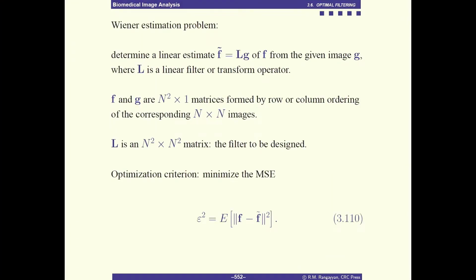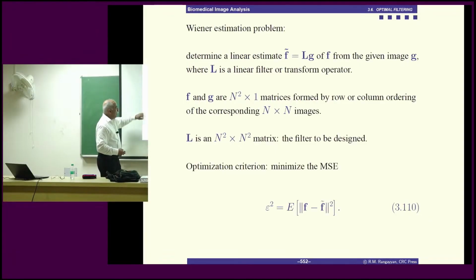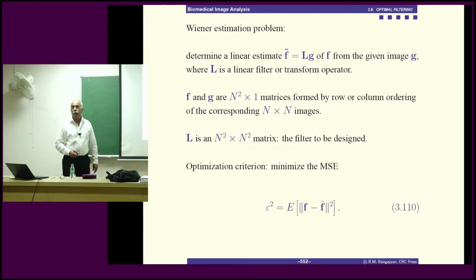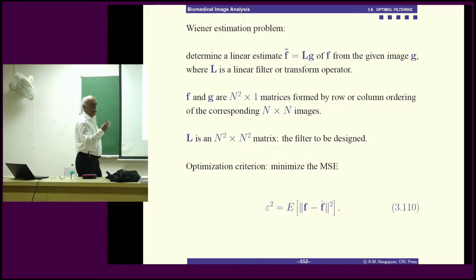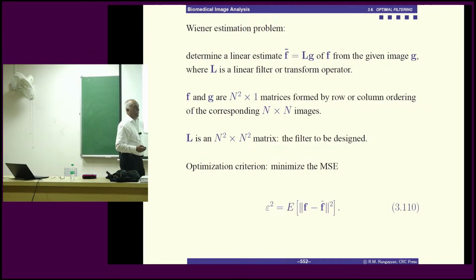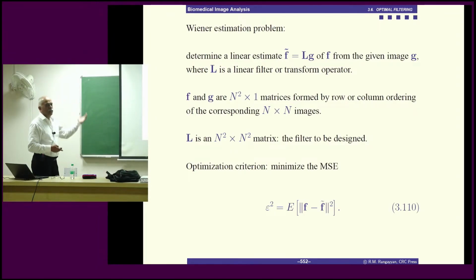Now F and G are n squared by 1 matrices, formed by a row or column ordering of the n by n images. And L is an n squared by n squared matrix in this formulation. And we have seen that formulation also earlier. The optimization criterion says minimize the mean squared error, epsilon square, which is expectation of F minus F tilde square. So the difference between your estimate and the original unknown image should be minimized in this sense, which is the square error. So it is called minimum mean squared error. Because the filter is linear, it's called linear minimum mean squared error filter.